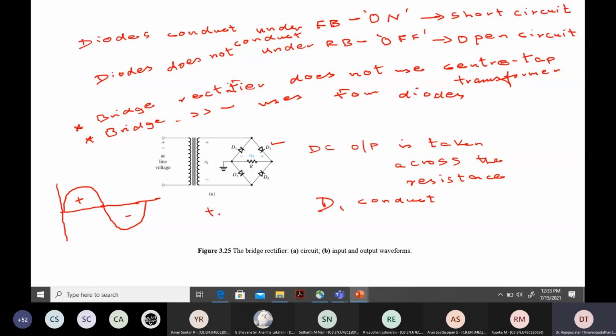Positive half cycle. D1 conducts. Now what? When that conducts, this is positive, and the current will flow in this fashion.